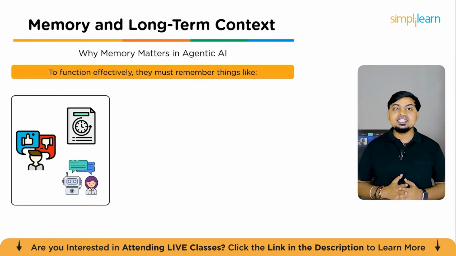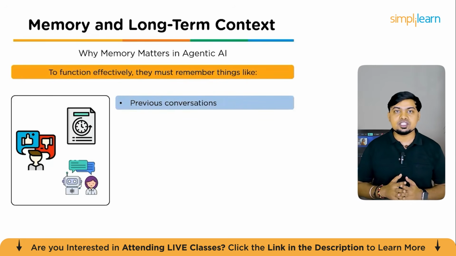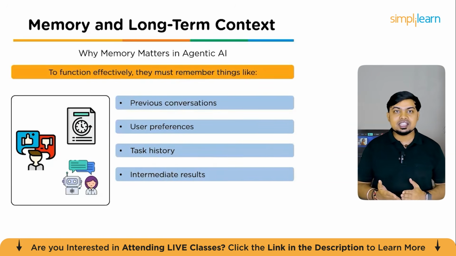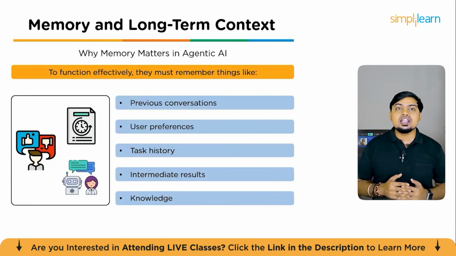To function effectively, they must remember things like previous conversations, user preferences, task history, intermediate results, and knowledge. When an AI agent has memory, it can maintain continuity in conversations, avoid repeating mistakes, improve decisions over time, personalize responses, and execute long-running tasks efficiently. From a systems perspective, memory is what enables an AI agent to evolve instead of starting from zero every time.